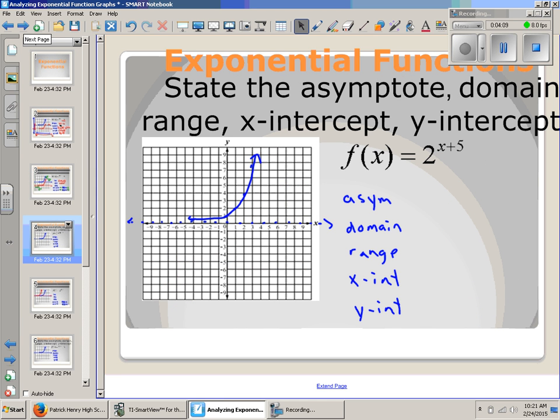Now let's look at the next example. 2 raised to the x plus 5 power. Here, I've drawn the parent again. And what does the plus 5 do here? It's a horizontal shift left 5 units. So if we're going left 5 units, does the asymptote change? No, it doesn't. Still have the same asymptote.